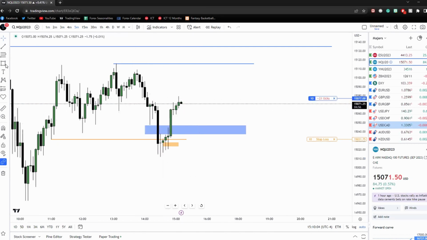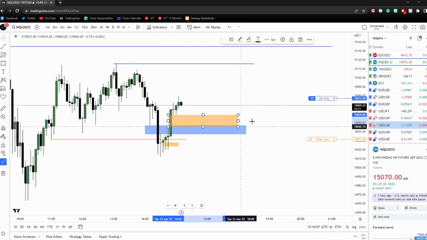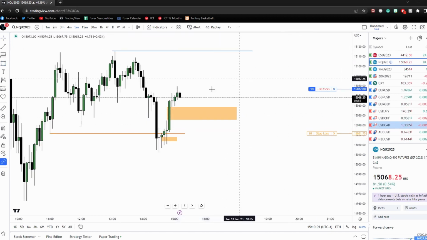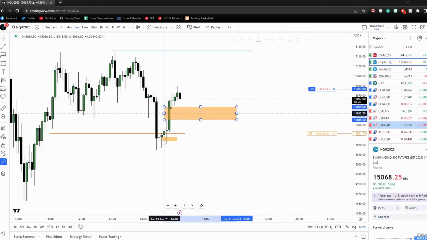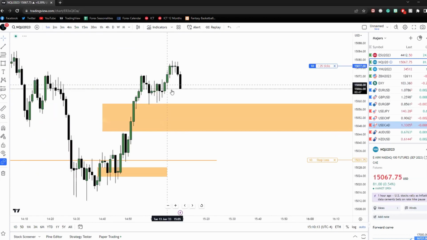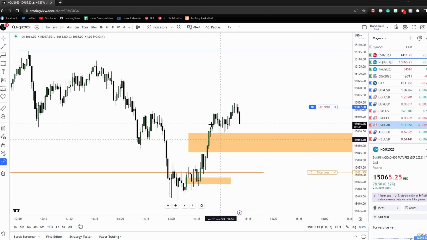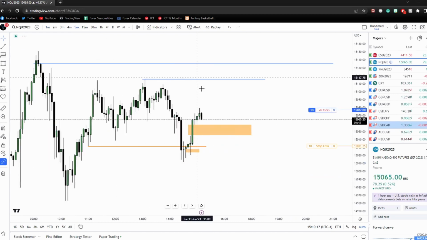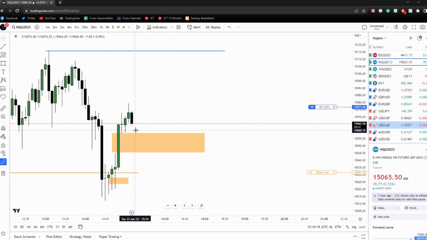Yeah, this looks like something that they can get into, in my opinion. I think they can get into this area here. Here it is.